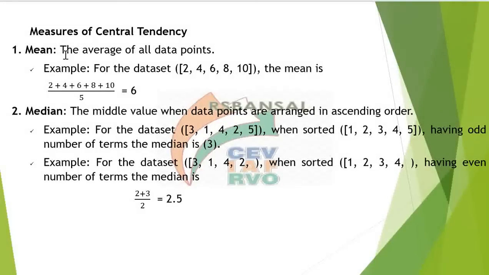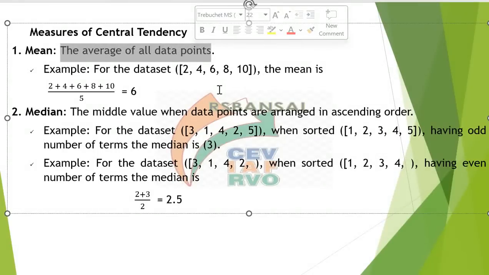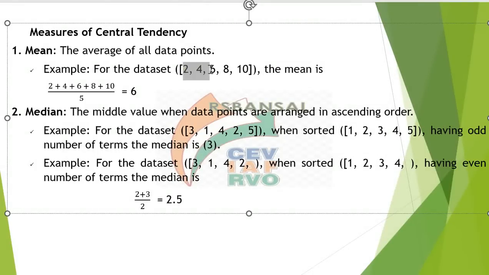So how is the mean calculated? It is the average of all data points. Let us suppose you have a data set 2, 4, 6, 8, and 10. Then the mean will be the sum of all the terms of the data set divided by the number of terms. So 2 plus 4 plus 6 plus 8 plus 10 divided by 5, 6 is the mean of the data set. Median is basically the middle point. See here, the middle point is 6. So the median of this data is 6.